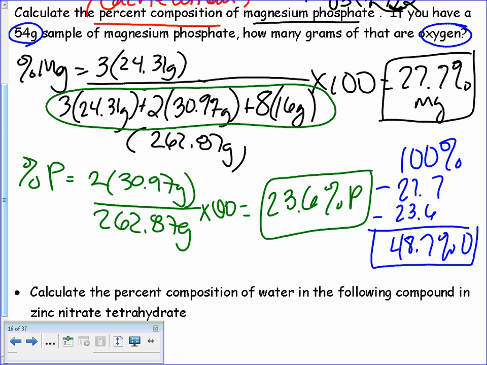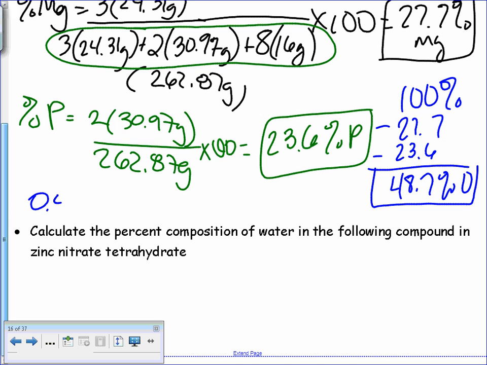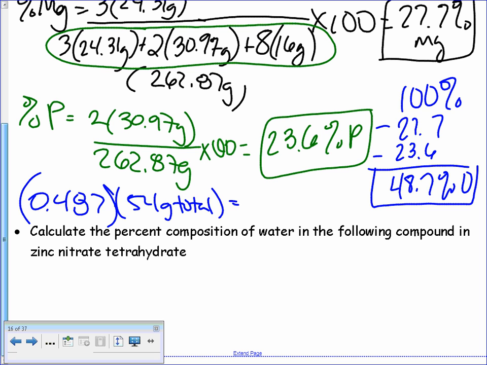48. Okay, but how do you multiply by percents? You move the decimal back, right? So you do 0.487 oxygen times the total mass given to you of what? 54 grams total, and that tells you what amount of oxygen. 26.3 grams of oxygen. So most of it's oxygen, the rest of it's magnesium and phosphorus, but that's how you use the percents to figure out percent composition of a specific mass given to you.